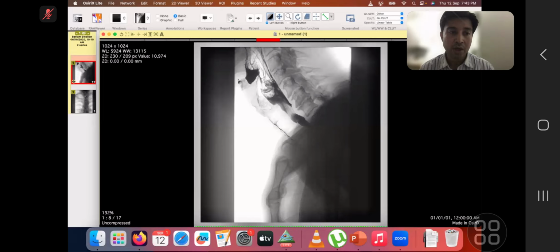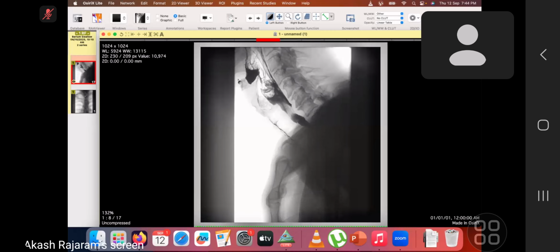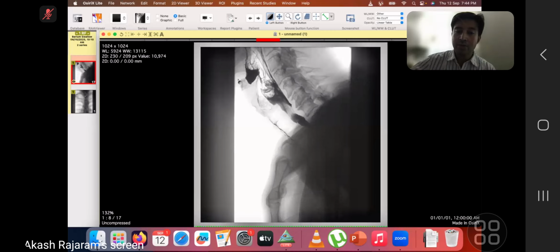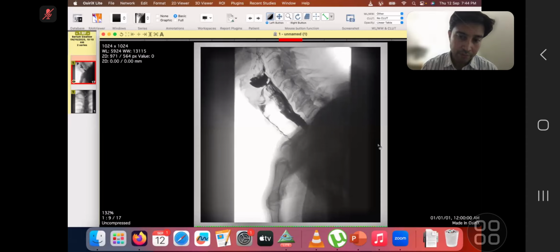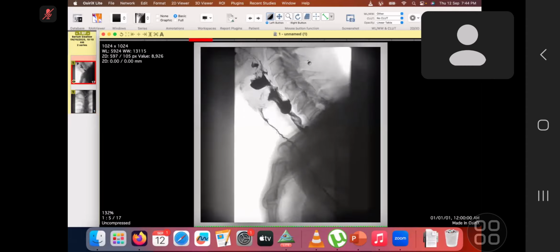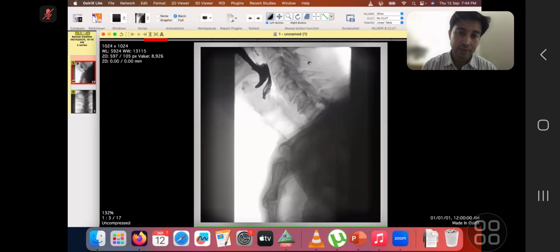So this is a barium swallow spot image, lateral view. It's not a spot, you can scroll through it. Okay, you want me to scroll? Yeah, can you please scroll for me? Yeah. Thank you.